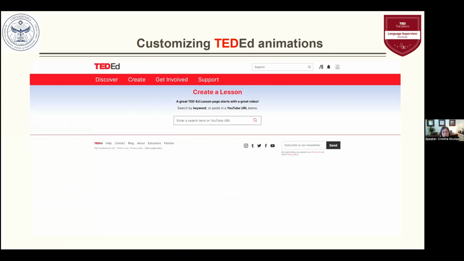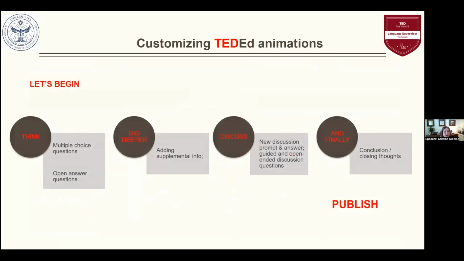we have to work with different stages. As we can see here, we have the think stage, which would incorporate multiple choice questions that we can build for our learners, open answer questions. A second stage would include adding supplemental information. The third one includes new discussion, prompt and answer, guided and open-ended discussion questions, and we have a fourth stage, which is the concluding one, closing thoughts, that we can then publish.